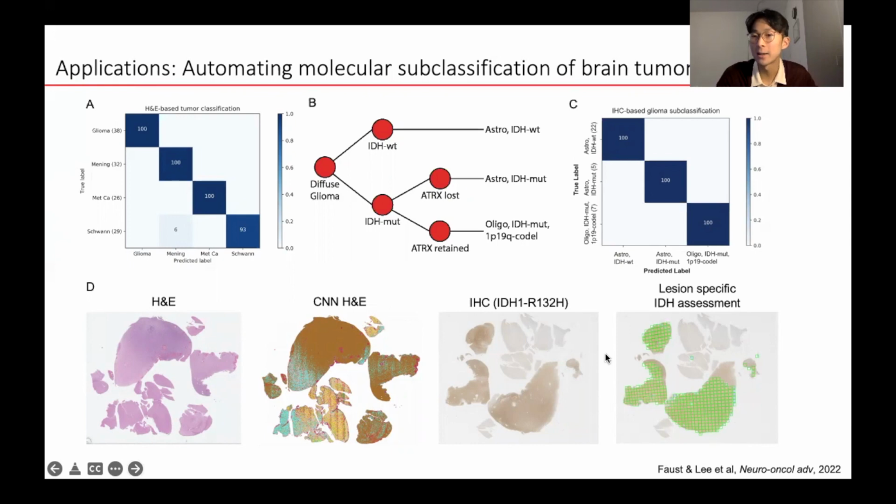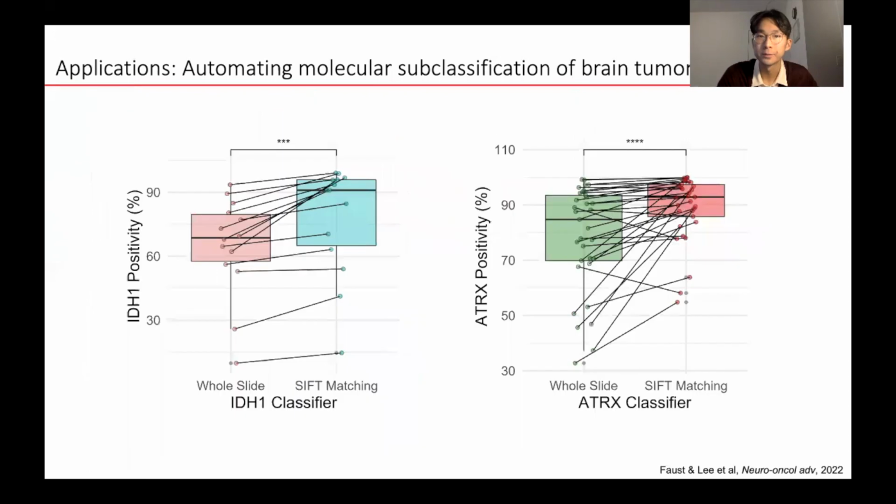If we analyze the entire whole slide image, we probably would have gotten approximately 50 or 60%, which is much lower than it should be, because ideally a lot of these immunohistochemistry stains should either be fully positive or fully negative. And so just to demonstrate this in another way, essentially we were able to increase the IDH1 positivity after using SIFT for the IDH1 positive whole slide images by a significant margin. And we were also able to do so for ATRX positivity for ATRX retained immunohistochemistry stained images.